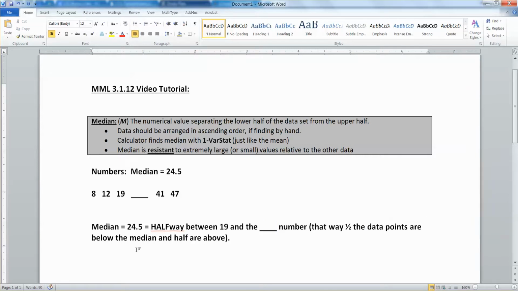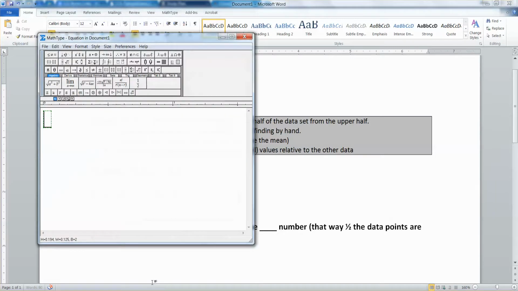Okay, so we need a number that when we take, let me make a little formula here, 19 plus, we don't know this number, I'm just going to call it x, and we divide it by 2, we would get 24.5. So we need a number that when we add it to 19 and divide by 2, we get 24.5.